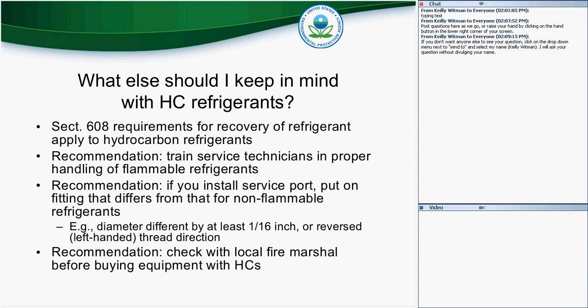We did try and address that at least somewhat originally in our proposed rule, I'm falling into regulatory speak. I'm sorry. Please forgive me. It's something that we considered, and so we have this recommendation that if you do go ahead and put in a service port, try and have something that's different from that for typical non-flammable refrigerants. And like I say, having something with a left-handed thread direction would do that nicely.